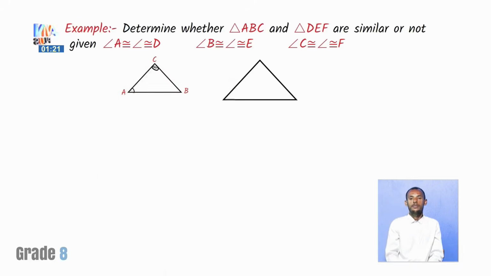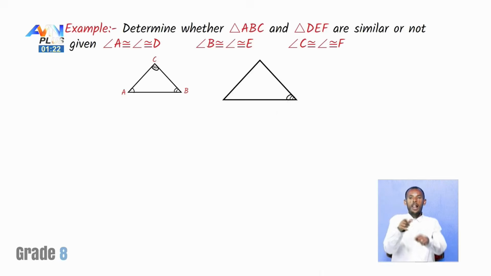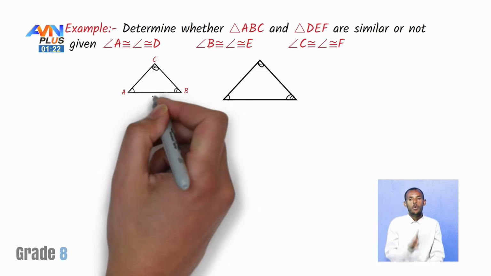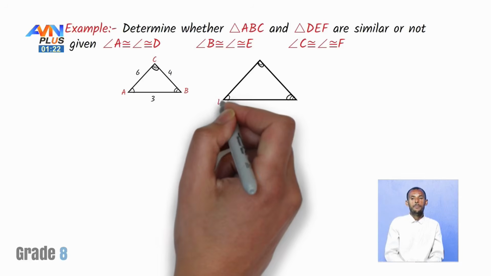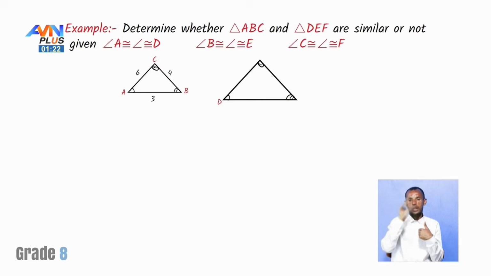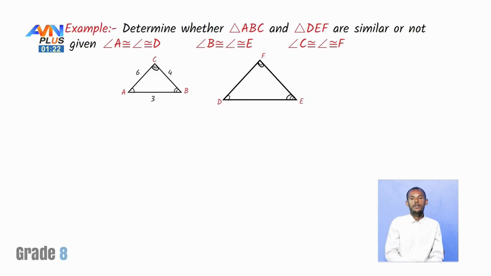A, B, C, and the side lengths are, this one is 3, this is 4, this is 6, and we have another triangle with vertices D, E, F. We have ABC and DEF. The sides of the second triangle are 4.5, and this is 6, and this is 9.